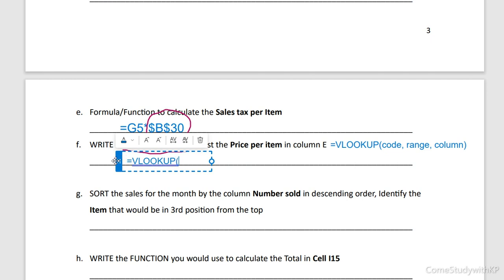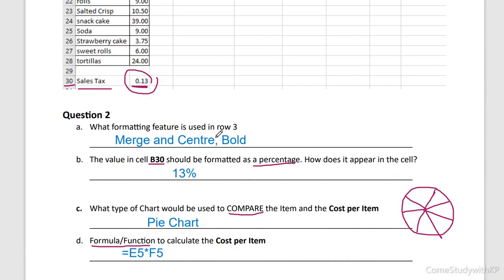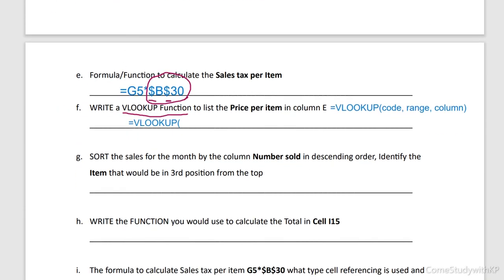And what are we looking for? We want to list the price per item in column E. So in column E, here is where we'll be using the lookup function. So what would we put in? We're going to look up pi, and pi is in D5. Pi is in D5. So we're looking up pi.